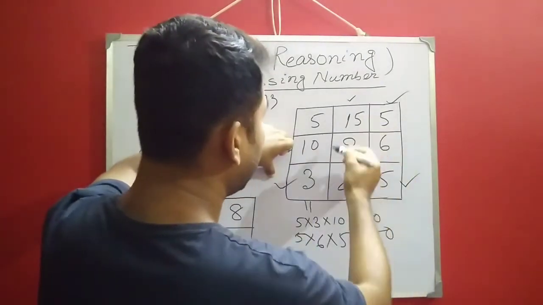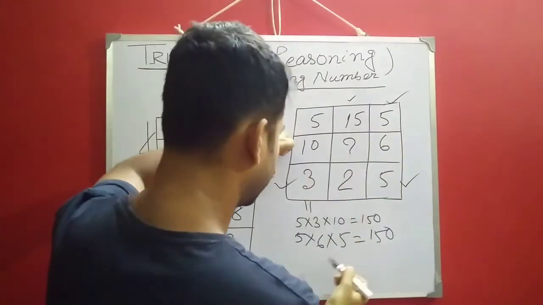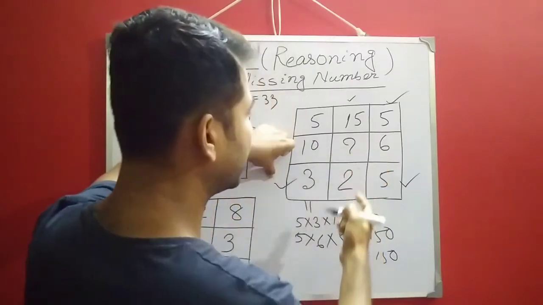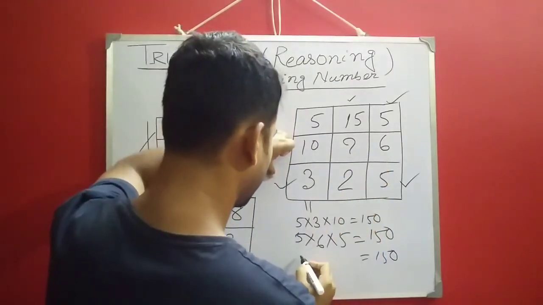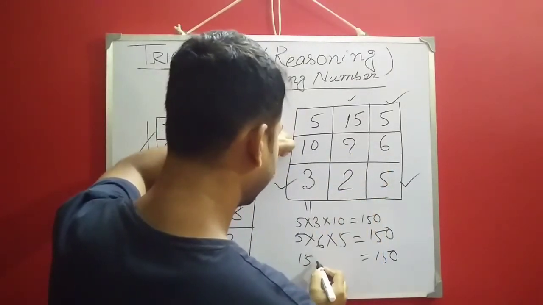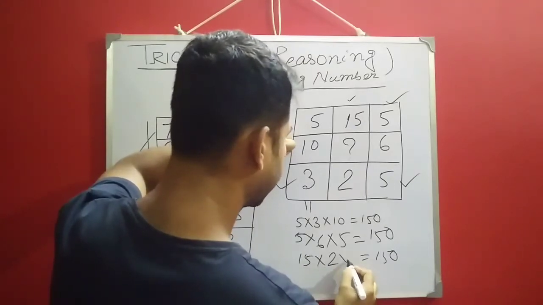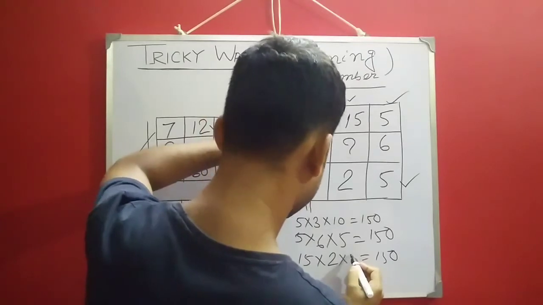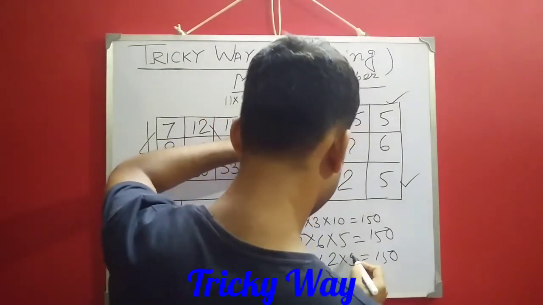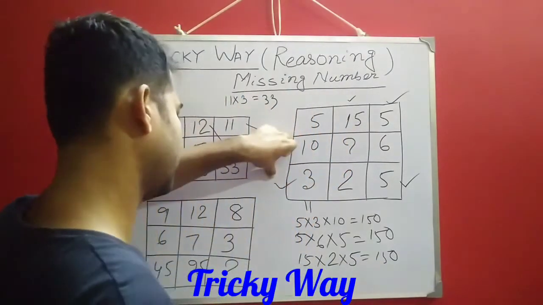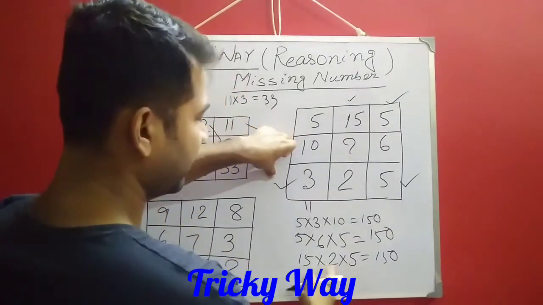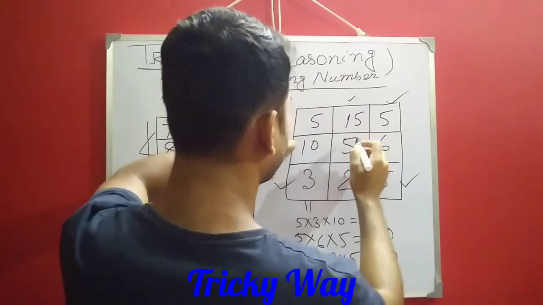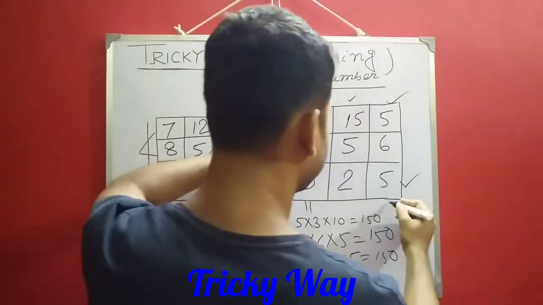So how can I get this 150? What will be the value? 15 into 2 into 5. So 5 will be here. Clear?